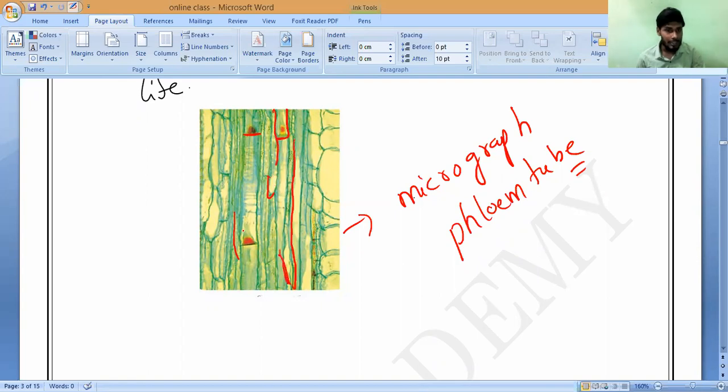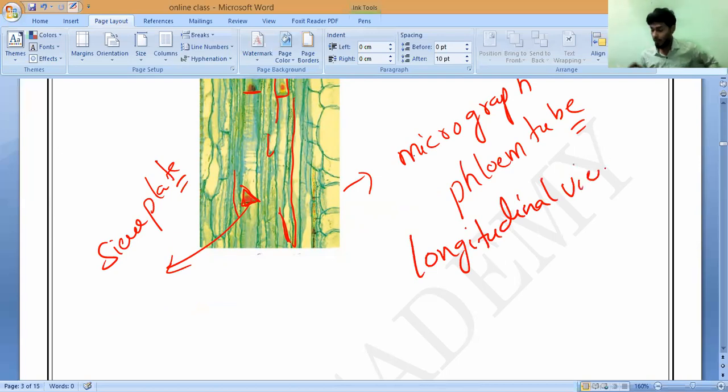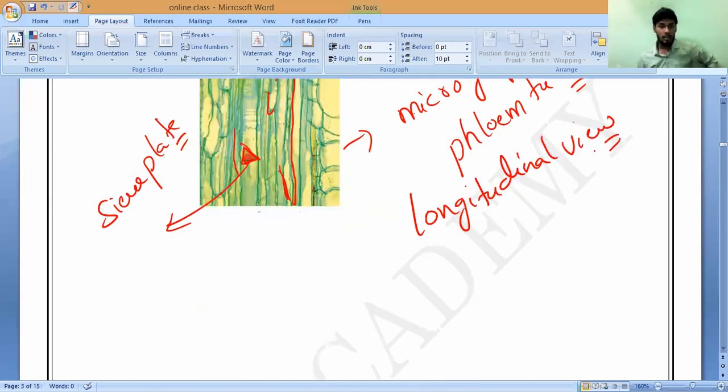These red kind of triangles, what do we call them? Sieve plate. Understand, this is where the food is transported. So this is the longitudinal view. We have two views, transverse and longitudinal. Correct or not? Transverse section and longitudinal section. Do you understand? So this is the longitudinal view of phloem vessels. Do you understand, all of you?